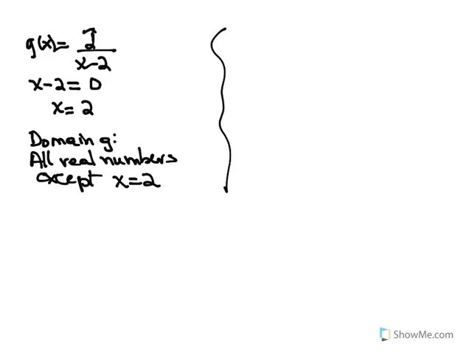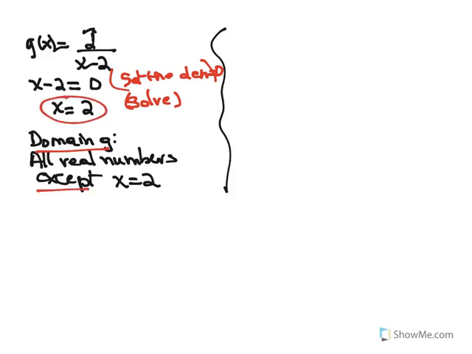So this is another example of how to find the domain. Again, the first thing that you do is you set the denominator equal to 0. The second thing you do is you solve. And the last thing that you do is you take that solution and you exclude it out of the set of real numbers. So this is example number 2.